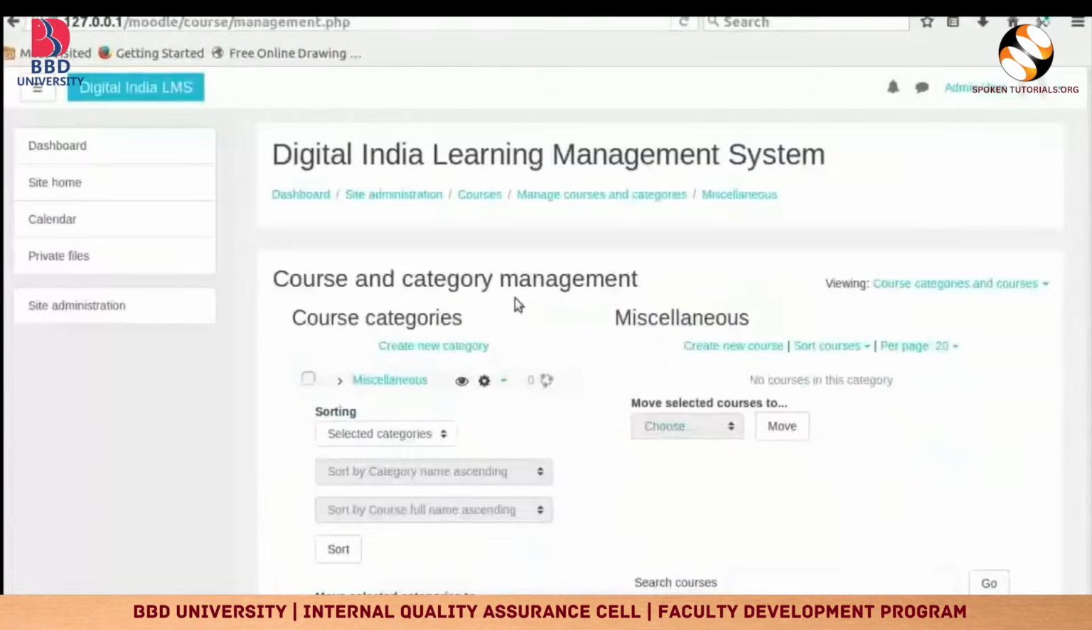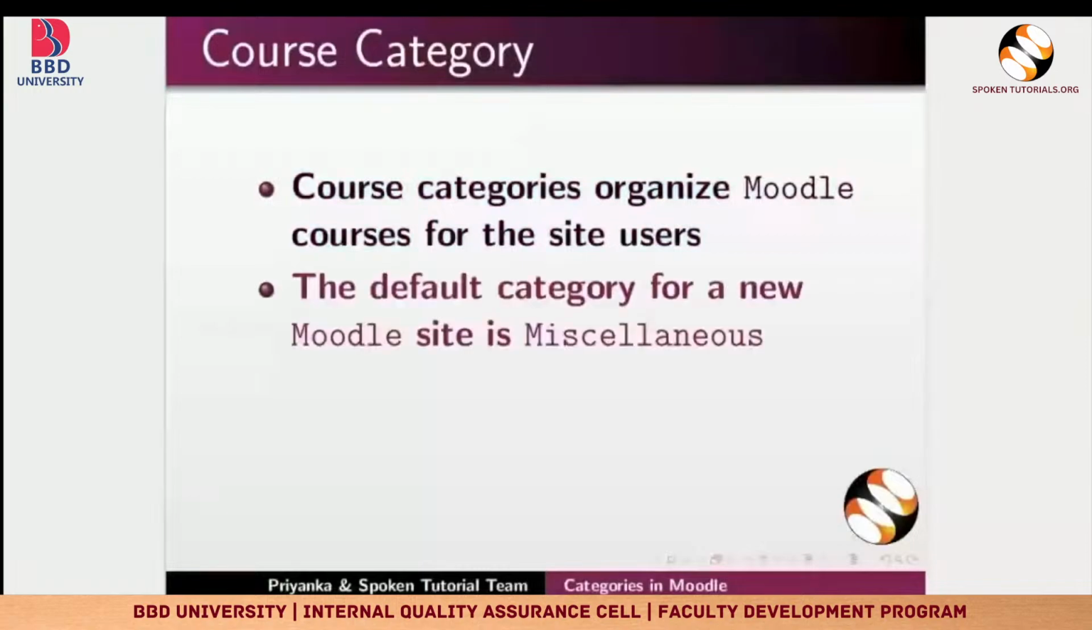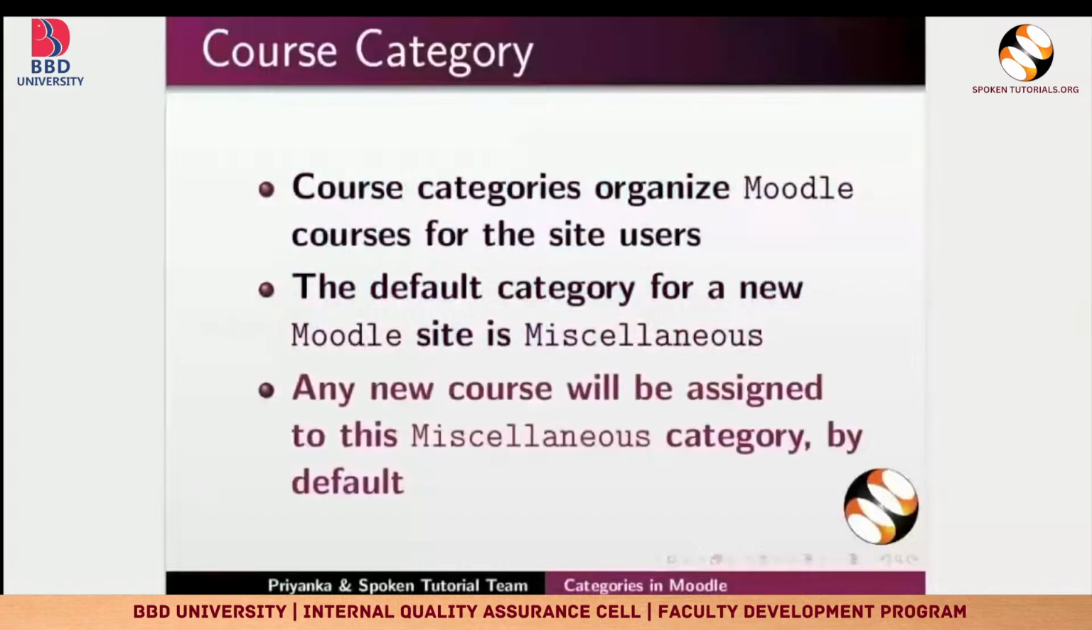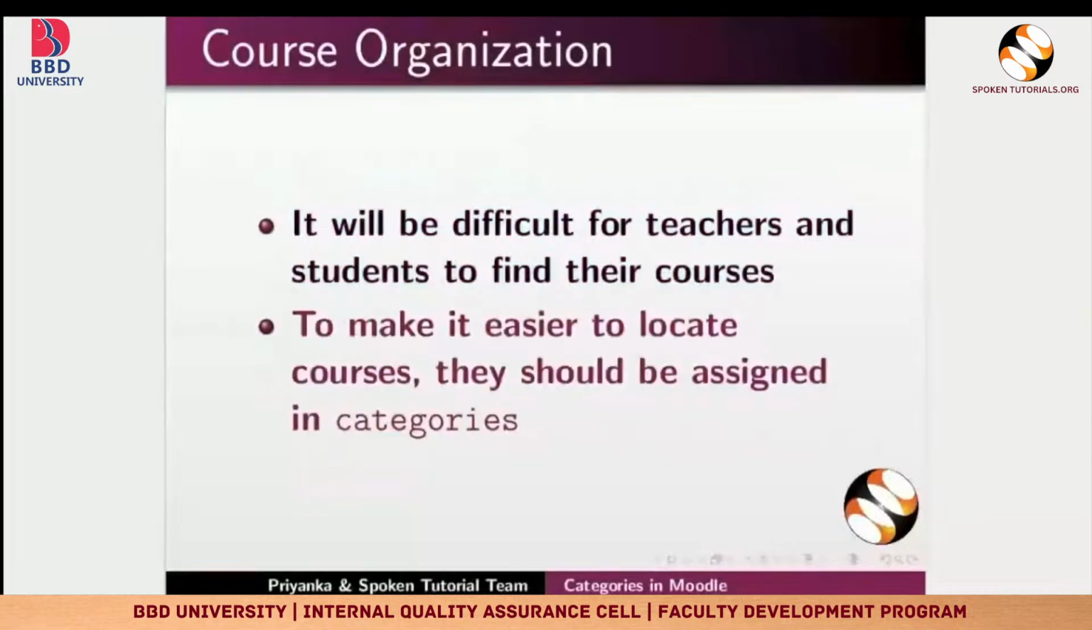Let us understand what a course category is. Course categories help to organize Moodle courses for the site users. The default category for a new Moodle site is Miscellaneous. Any new course will be assigned to this Miscellaneous category by default. However, it will be difficult for teachers and students to find their courses. To make it easier to locate courses, they should be assigned in categories.